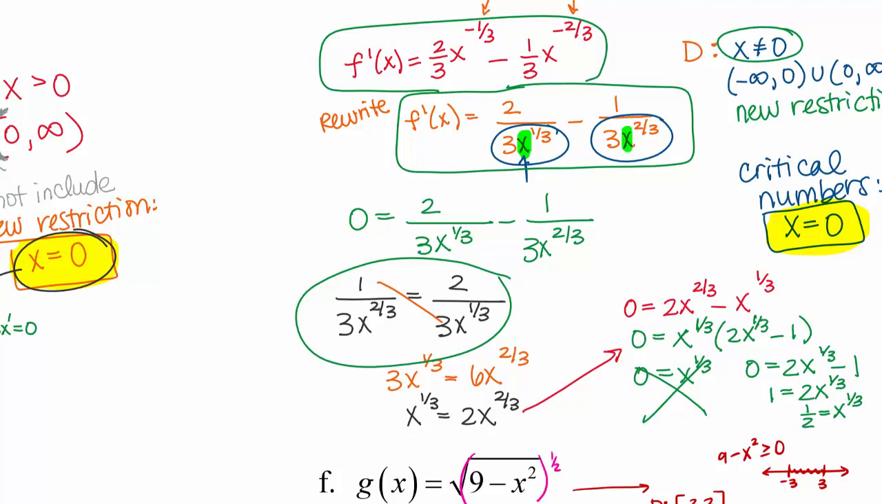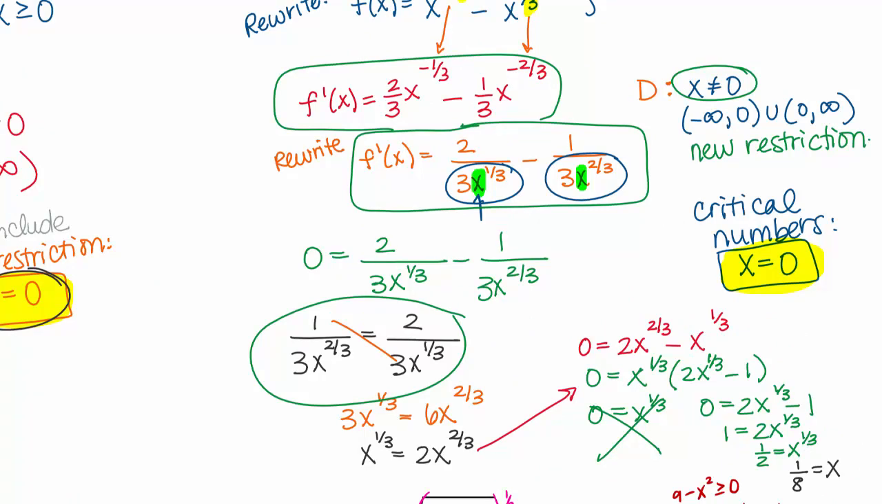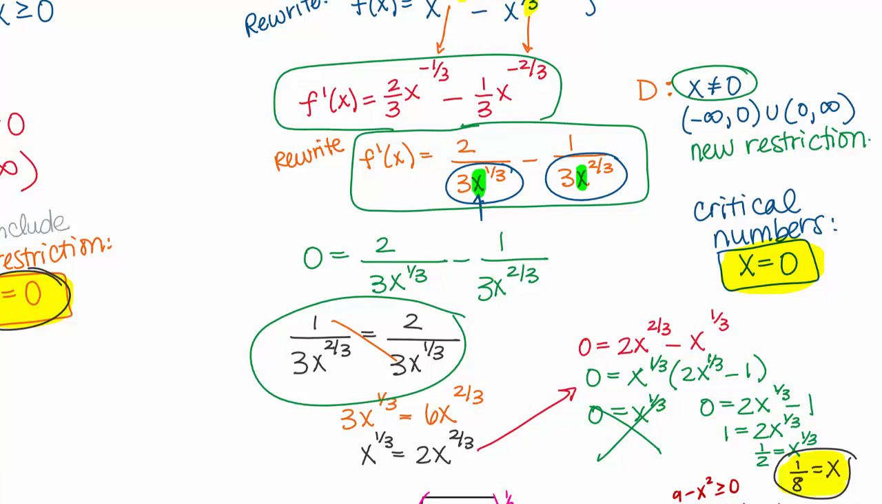If I cube 1 over 2, I get 1 over 8. And cubing the x to the 1/3, I get x. So I have two critical values for this. I have x equals 1/8. Sorry, I'm very low to the bottom here. And x equals 0. And again, not because when I solved I got x equals 0, but rather because it was a new restriction to my domain. So don't be fooled by some of that solving, and make sure you're looking at those domains as well.